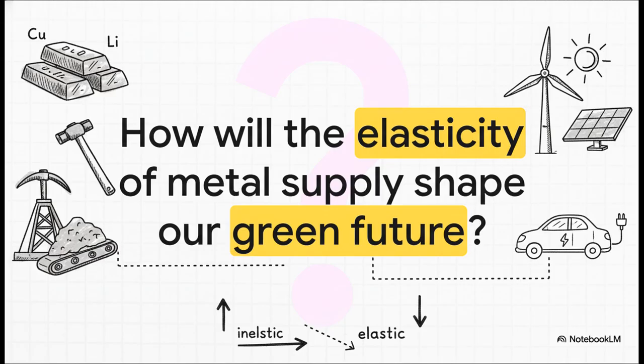That brings us to one final, really important question for all of us. As we start this massive shift towards green energy, which, by the way, needs way more metals like lithium and copper, how is the elasticity of those metals going to shape our future? Based on what we've just talked about, figuring out if that supply is stretchy or rigid is not just some academic puzzle. It's going to have a direct impact on energy prices, on global politics, and on how fast we can actually make this green transition happen. It's definitely something to think about.